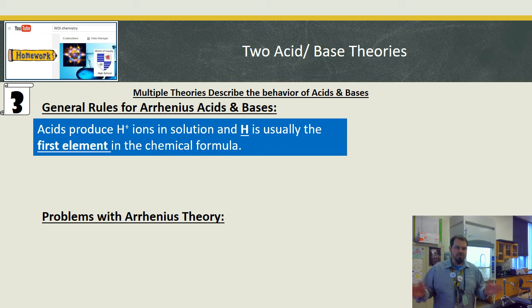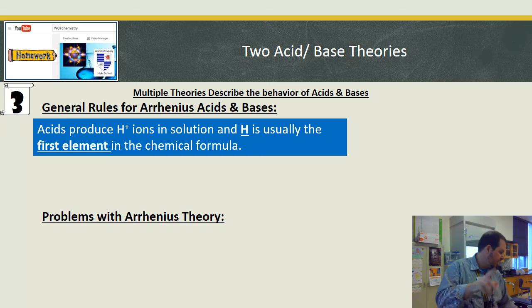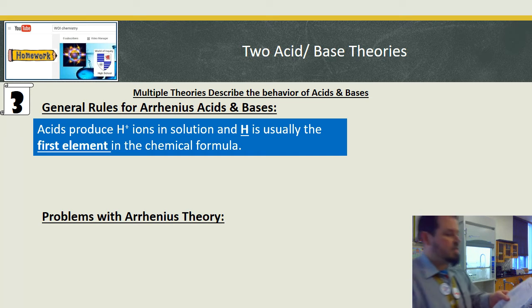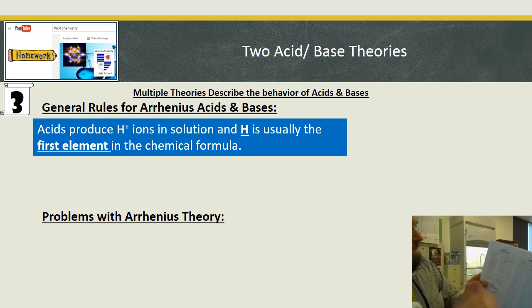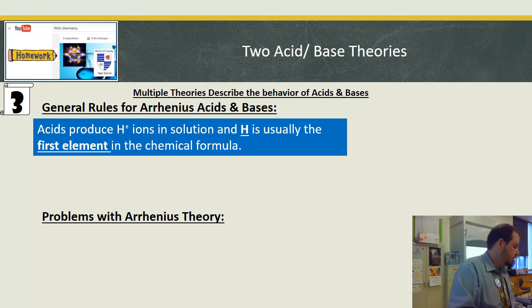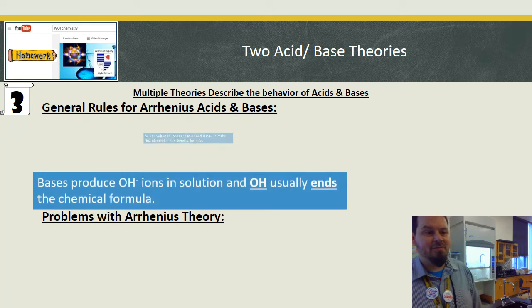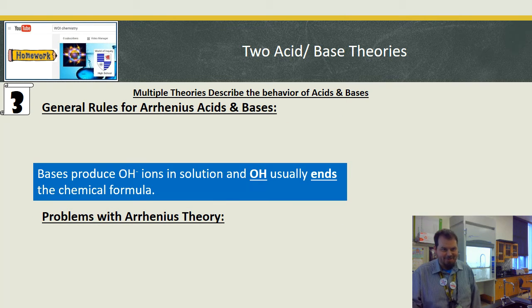So again, one more time, general rules. Acids produce H plus ions as the only positive ion in solution. And H is usually the first element in the chemical formula. Handy dandy reference tables. Notice as we look down, they almost all start with H. And even the ones that have multiple ways to write it have one of them with H starting there, right?